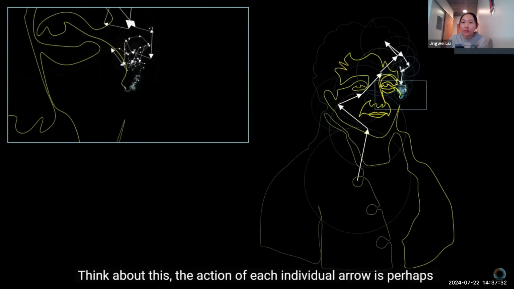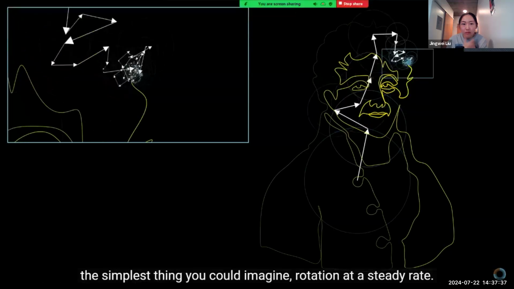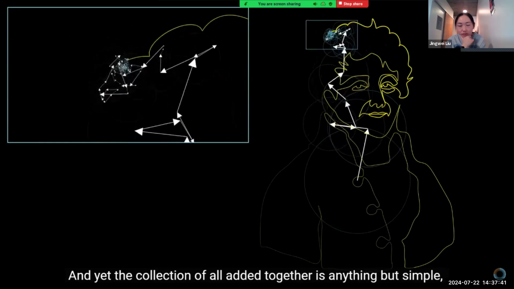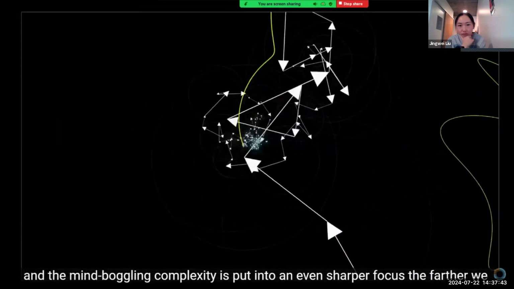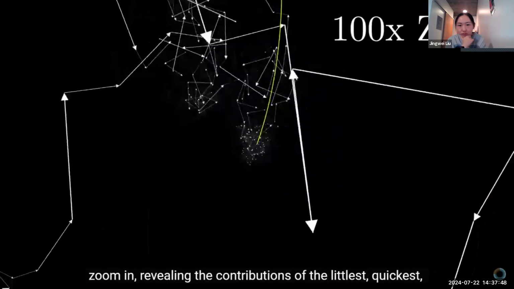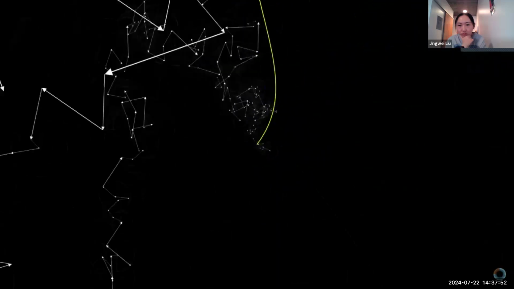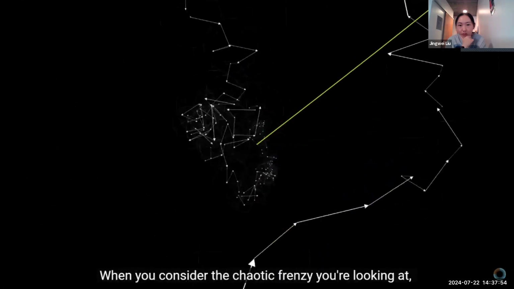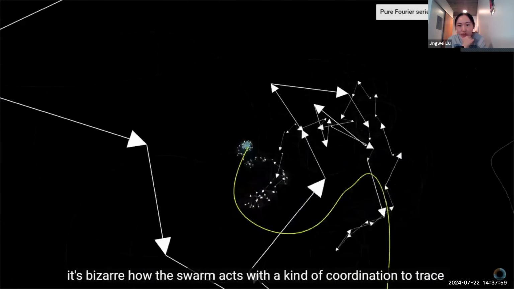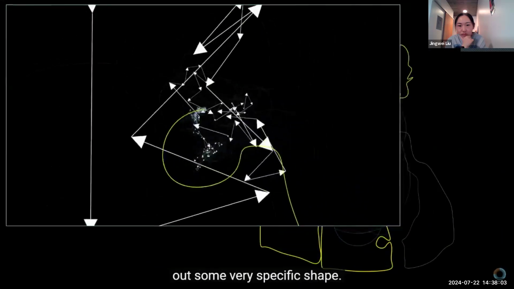Think about this. The action of each individual arrow is perhaps the simplest thing you could imagine, rotation at a steady rate. And yet the collection of all added together is anything but simple, and the mind-boggling complexity is put into an even sharper focus the farther we zoom in, revealing the contributions of the littlest, quickest, and downright frenetic arrows. When you consider the chaotic frenzy that you're looking at, and the clockwork rigidity underlying all the motions, it's bizarre how the swarm acts with a kind of coordination to trace out some very specific shape.